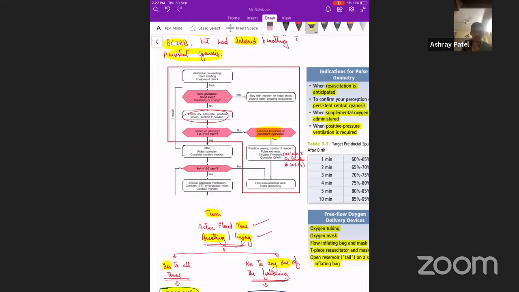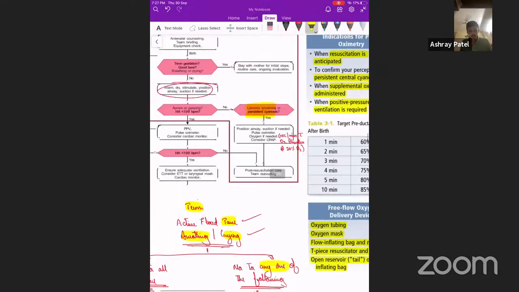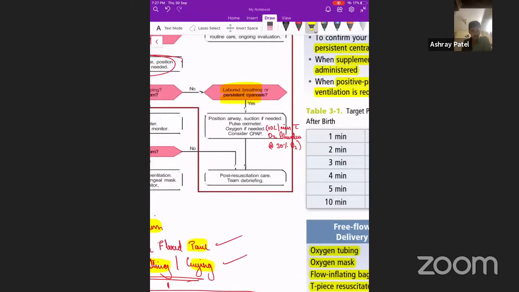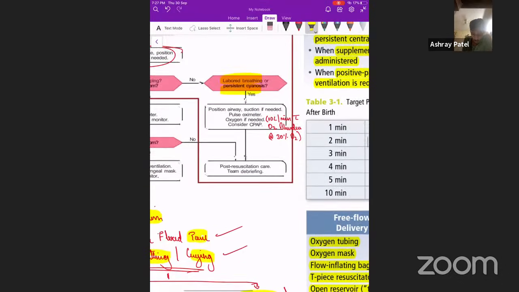If it was an IDM baby which had some amount of distress, then we could have gone and given supplemental oxygen. Since now it is a preterm baby which has not received ANS and the expected complication out of it is respiratory distress, we can go ahead and give CPAP or a TPS, correct? Through TPS, we can provide CPAP, continuous positive airway pressure. So in the labor room itself, we position the airway, suction if needed.